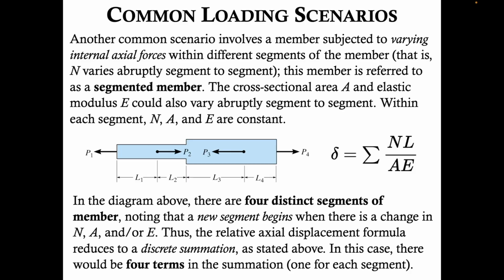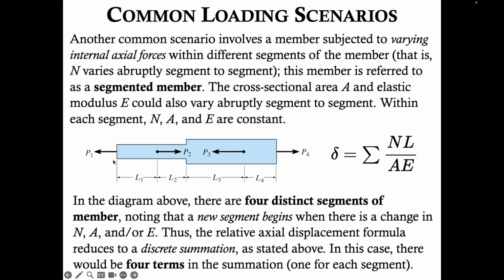The cross-sectional area A and elastic modulus E could also vary abruptly segment to segment. Within each segment, N, A, and E are constant. So here is the scenario that was just described. We have this segmented bar. It has varying values of internal normal or axial force N, varying values of cross-sectional area A, and could have varying values of elastic modulus E.